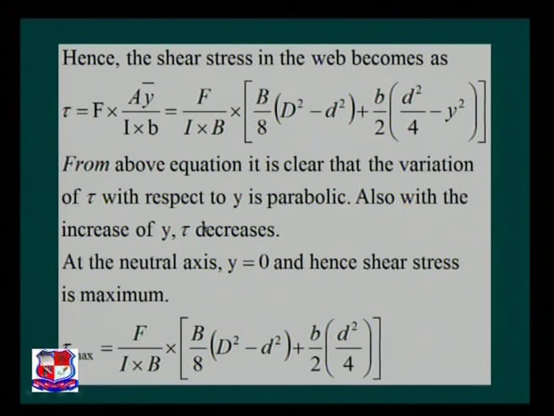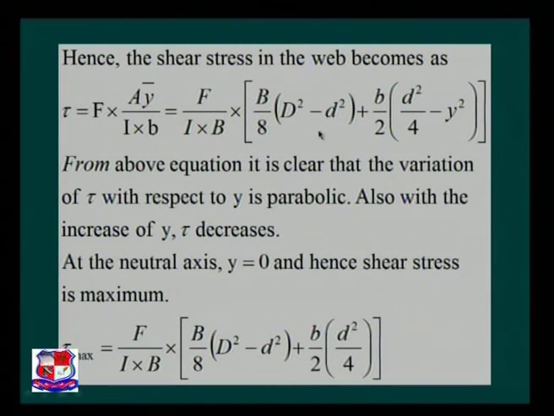So the shear stress in the web becomes tau is equal to F A y bar by I b, F by I b, which comes out of the bracket: capital B by 8 bracket capital D square minus small d square plus b by 2 bracket small d square by 4 minus y square. Here you just see very carefully, instead of capital B, it is small b because the web portion is there. So please bear with me about that one.